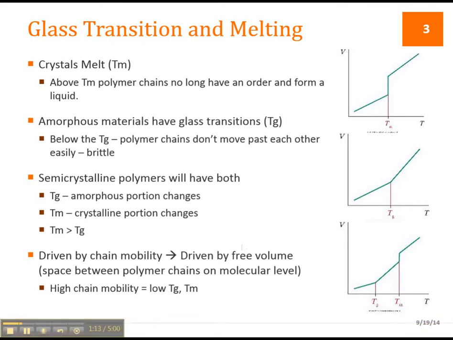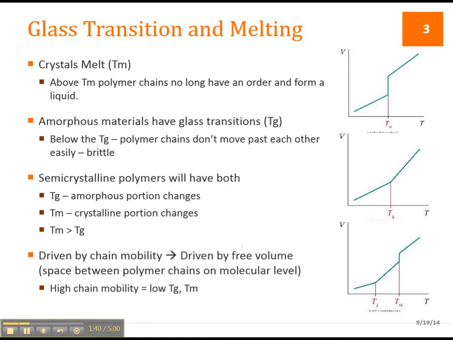So in a semi-crystalline polymer, we have both crystalline polymer parts and amorphous polymer parts. And so in those types of materials, you're going to see both a glass transition point, which is where the amorphous portion is changing, and a melting point, which is where the crystalline portion is changing. The melting point is always bigger than the glass transition point.